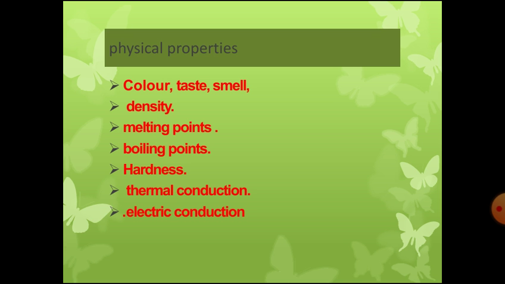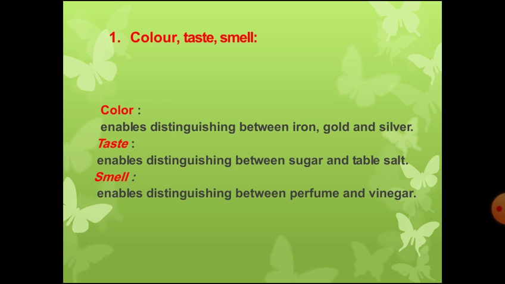Number one, color, taste, and smell. We can differentiate between a lot of materials by using color, taste, and smell. Number one, color, number two, taste, number three, smell. We can distinguish between iron, gold, and silver by its color. We can distinguish between sugar and salt by taste, and we can distinguish between perfume and vinegar by using smell.